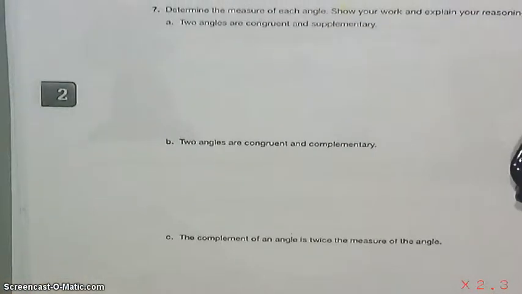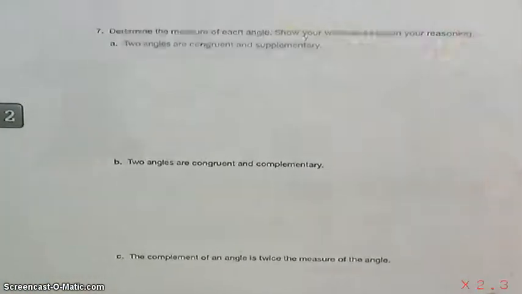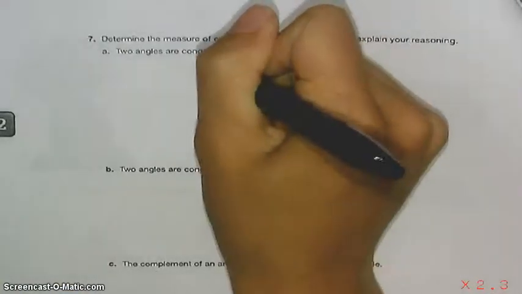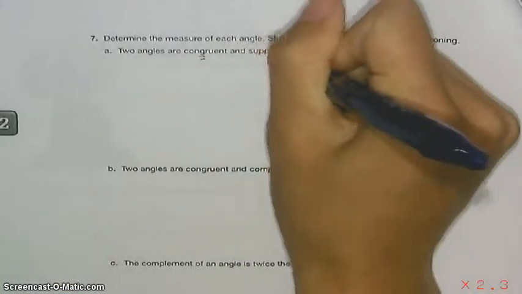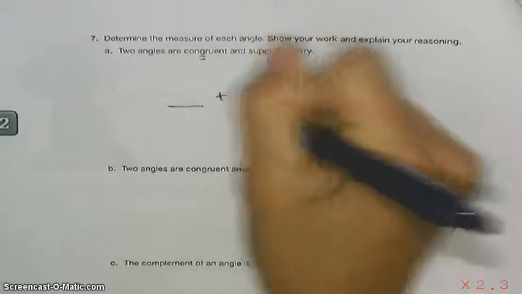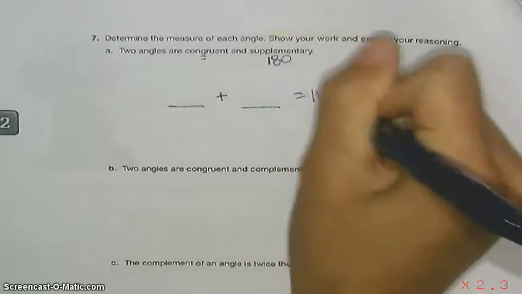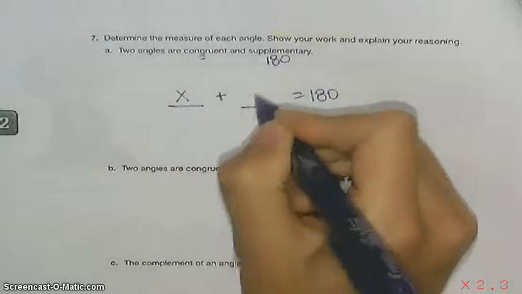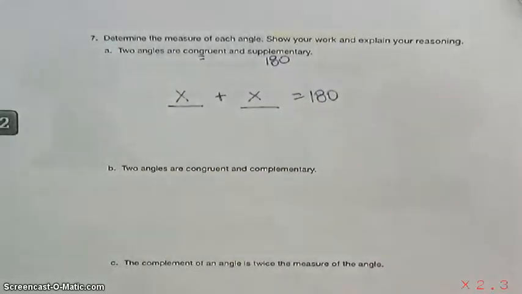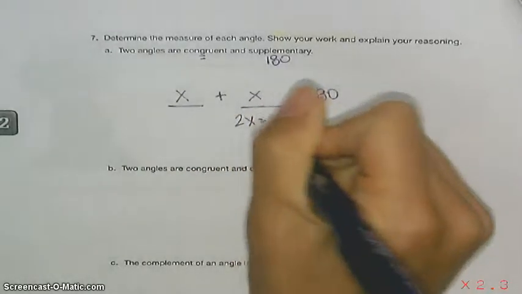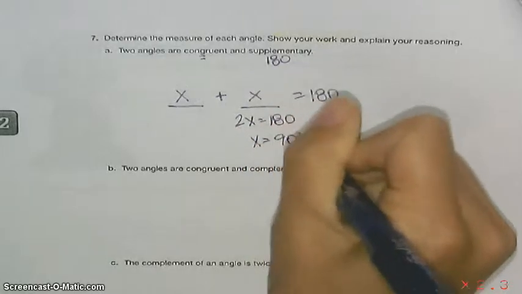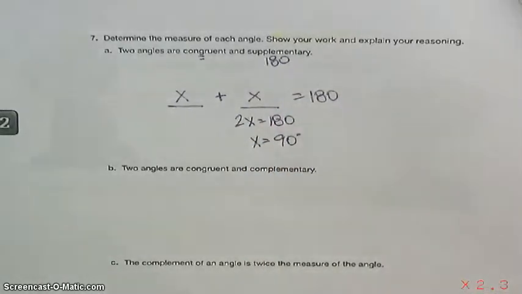Determine the measure of each angle. Show your work and explain. Two angles are congruent and supplementary. So congruent means equal. Supplementary means 180. So I've got two angles that added together equal 180. Well, if they're congruent, this one is x, this one also is x. So 2x equals 180. Divide by 2, x equals 90 degrees. So my angles are 90 and 90.